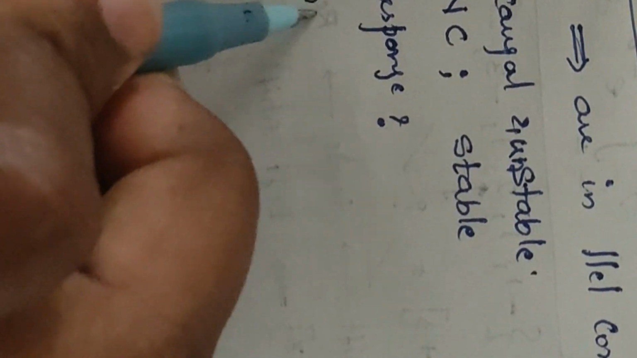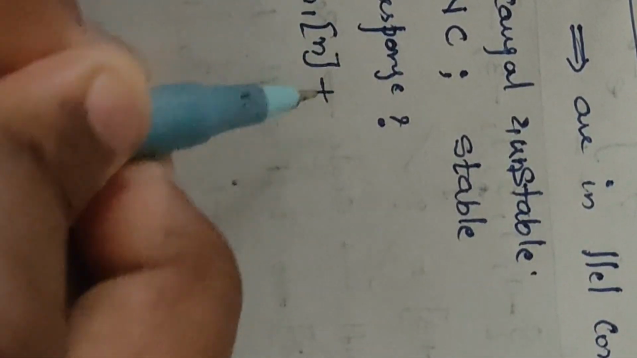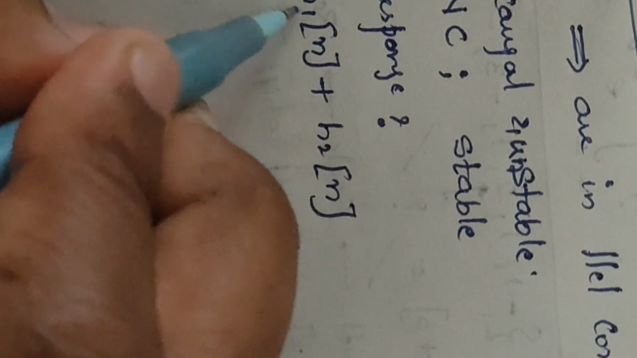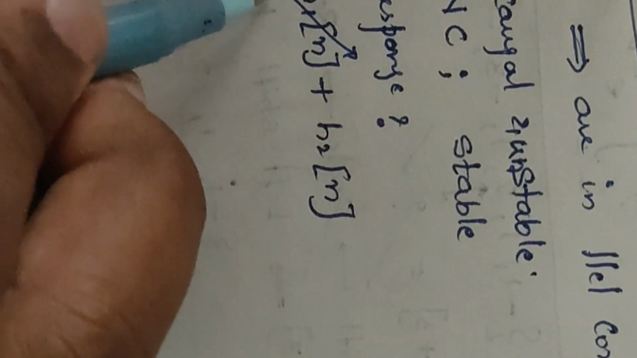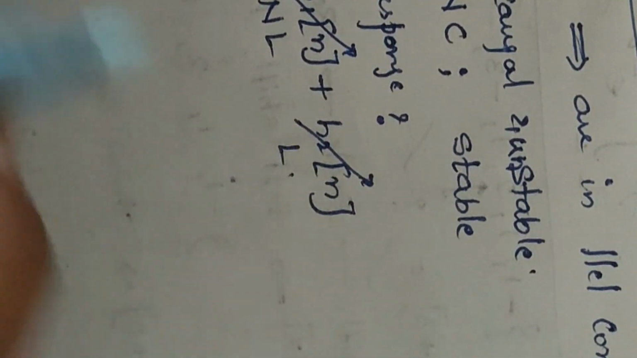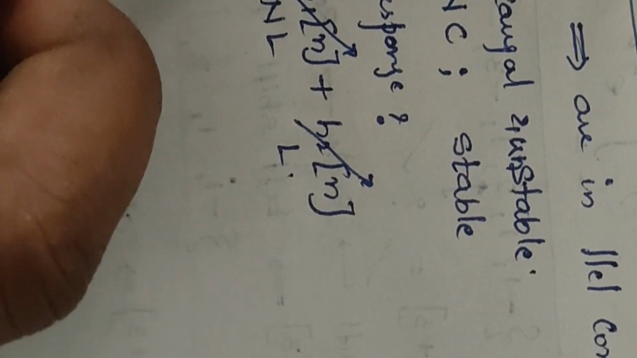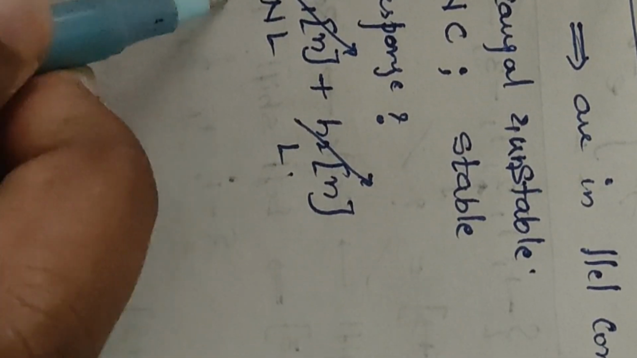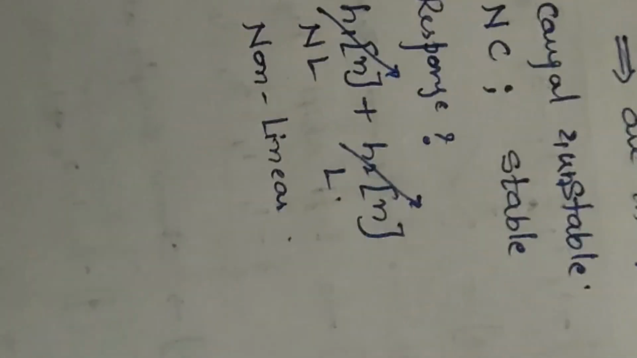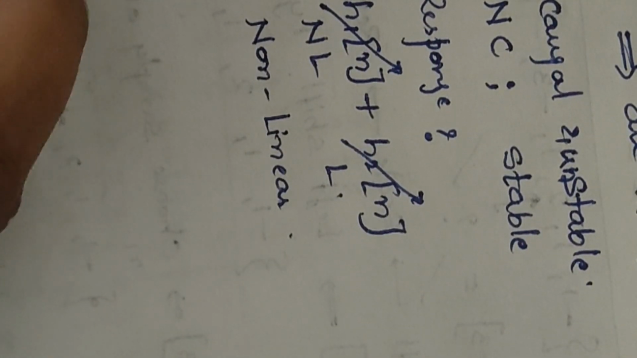In this, H1 and H2 are in parallel connection. Overall response you will get it as H1 of n plus H2 of n. In this, H1 of n is non-linear and H2 of n is linear. So overall response for parallel connection you will get it as non-linear.